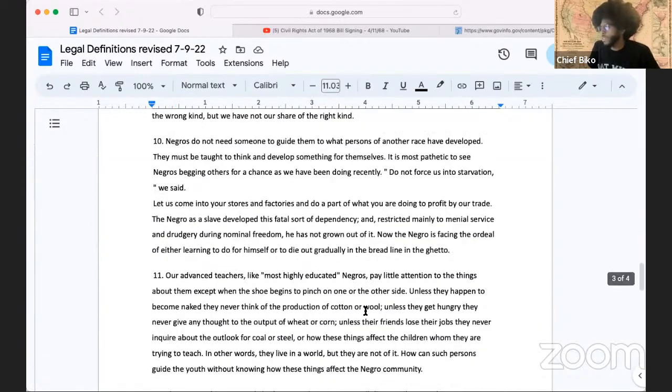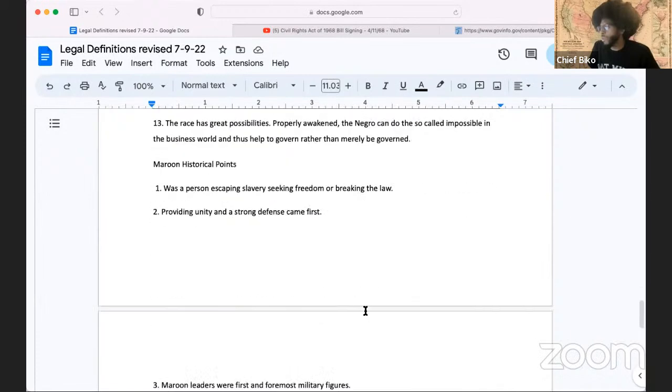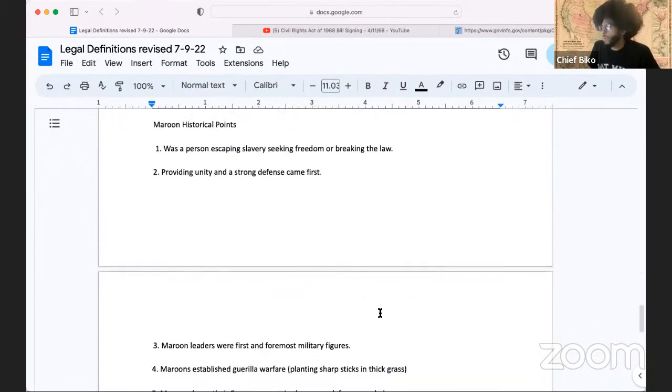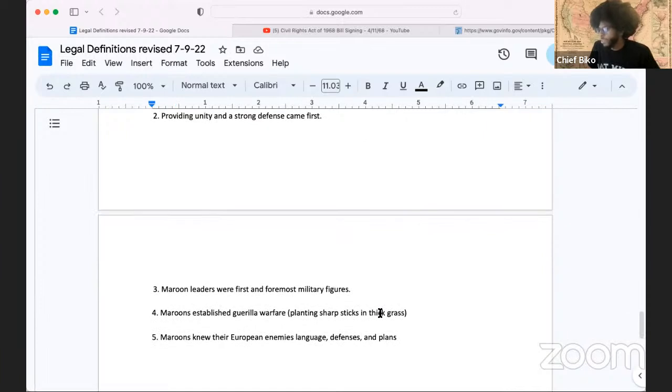And last but not least, the five Maroon historical points. Number one was a person escaping slavery, seeking freedom, or breaking the law. Number two, providing unity and a strong defense came first. Number three, leaders were first and foremost military figures.